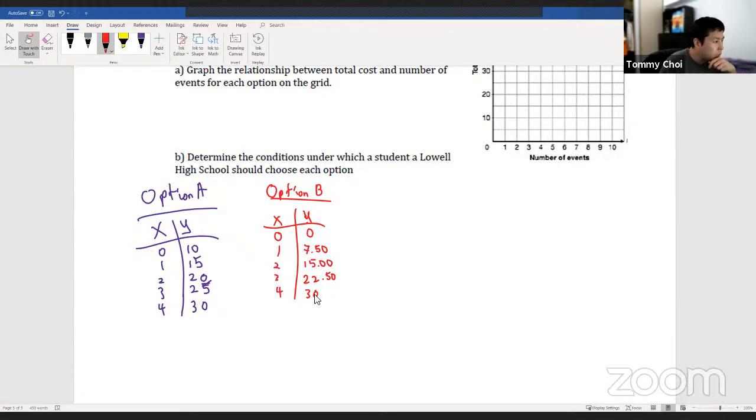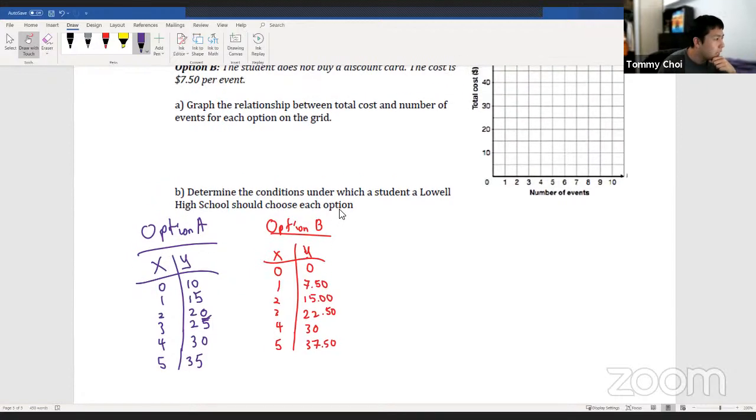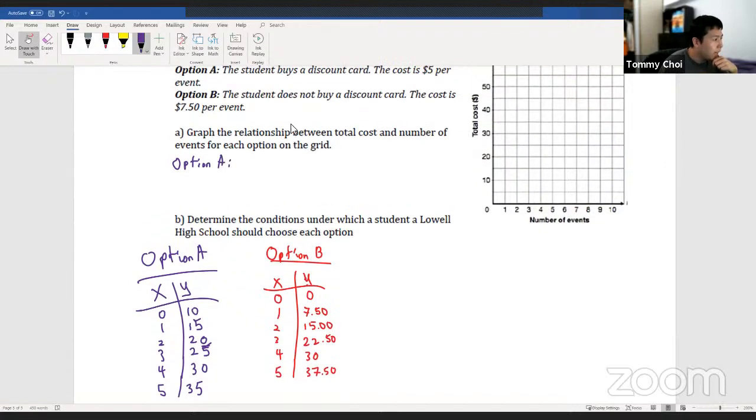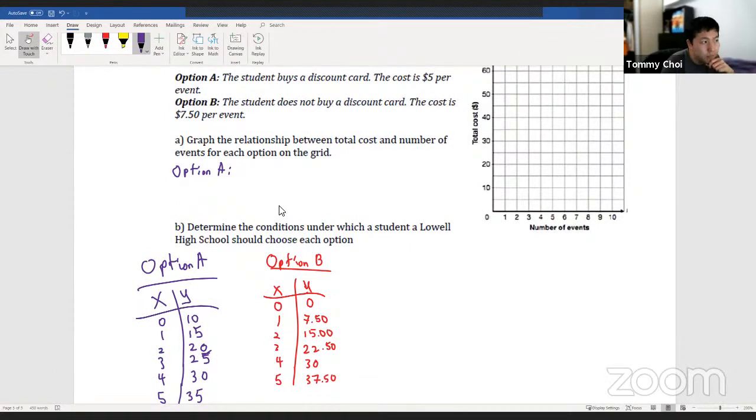We can go one more if we want to go to 5. And that would be $37.50. And on the left side for $5, it would be $35. You can graph it like this. There's your first example. The second thing you can do is say for option A, looking at my explanation, the cost is $5 per event, which means this is my slope. And they buy a discount card for $10, which is my fixed cost. Which means for option A, you can immediately say that's 5x plus 10.